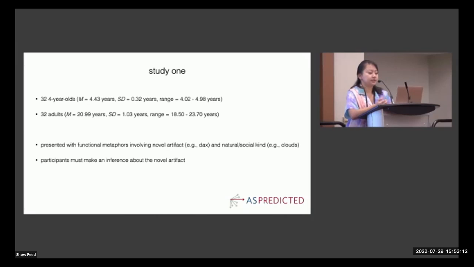The participants have to make an inference about the novel artifact, and we want to see if their inference is consistent with the metaphor. And I'll show you what this looks like in a second.